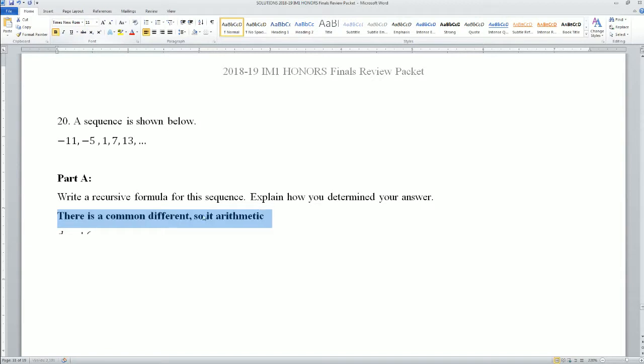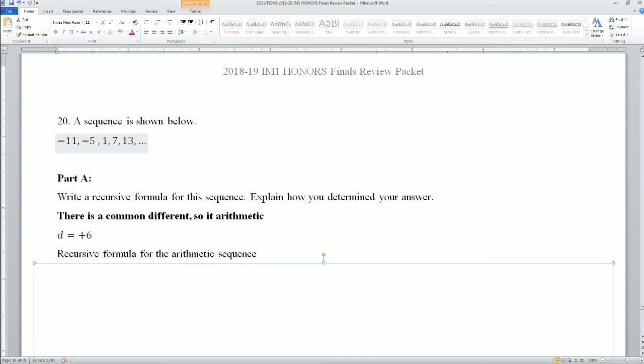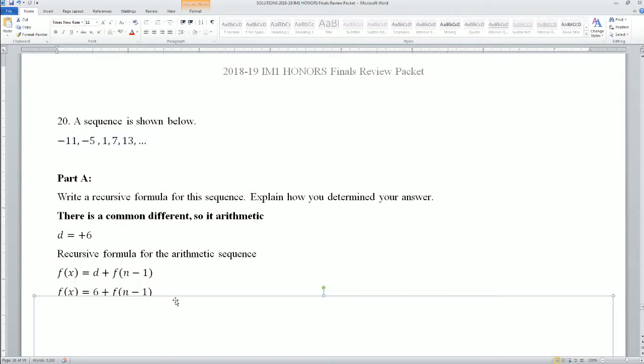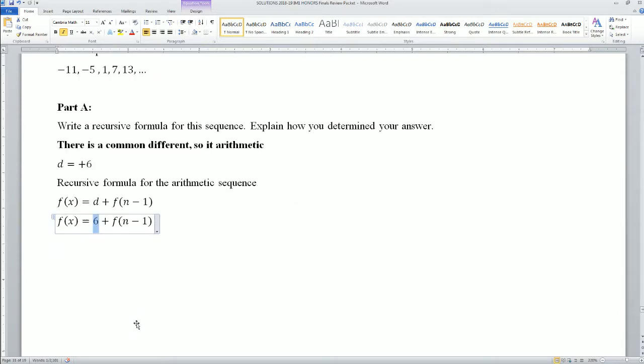How do I do that? I just do the different tests. So it looks like I'm adding 6 to each term to get to the next one. Negative 11 plus 6 is negative 5. Plus 6 is 1. Plus 6 is 7. Right? So again, the common difference here is 6. So here is the original recursive formula. Plug 6 in for d, and that is what I got.